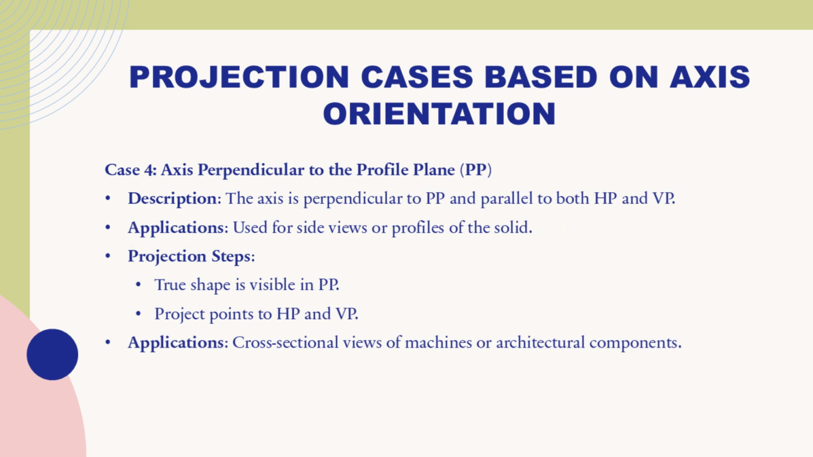Our final projection case focuses on the axis perpendicular to the profile plane. Here, the axis is parallel to both horizontal and vertical planes. This method is particularly useful for creating side views or profile perspectives. The true shape is directly visible in the profile plane. Such projections are crucial for cross-sectional views of machines and architectural components.